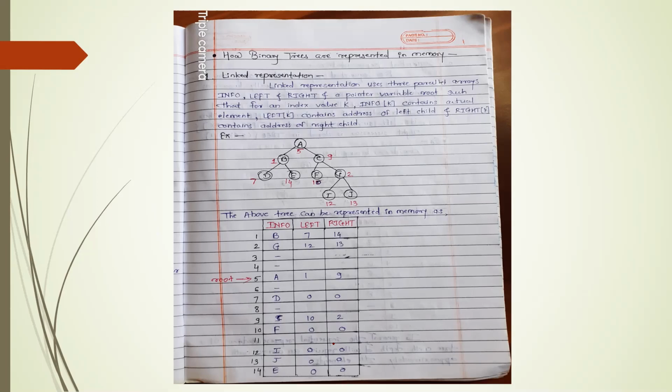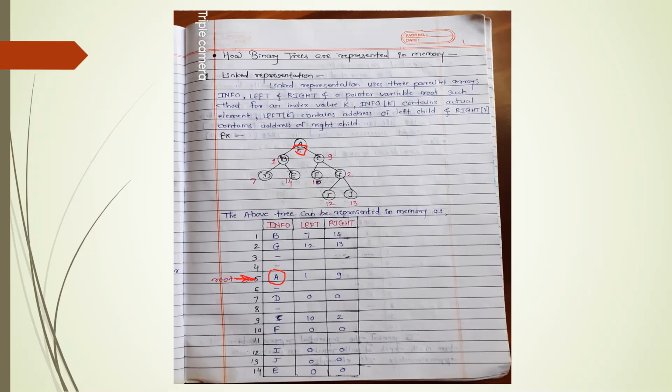Now, first representation is linked representation. A linked representation uses three parallel arrays: first is info, and left, and right, and a pointer variable root. Means where our first value or root is stored. Consider the following example. Here address of root A is 5. So in memory at the 5 position, root element A is stored.